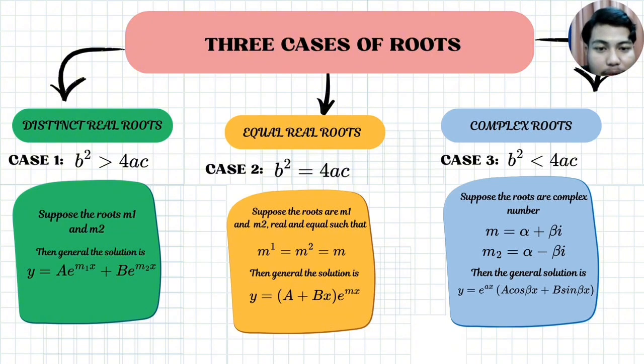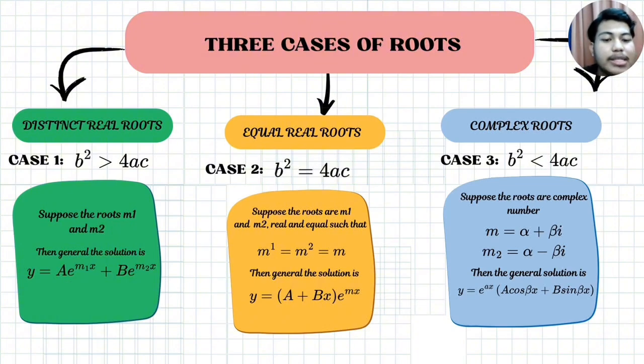Now we continue to the cases of roots. There are three possible cases for the roots of the characteristic equation. For case 1, distinct real roots, when the discriminant is greater than 0, we obtain two different real roots, m1 and m2. The general solution will be y equals A e power of m1x plus B e power of m2x. The second case is equal real roots. When the discriminant equals 0, both roots are the same. The general solution will be y equals (A plus Bx) times e power of mx.